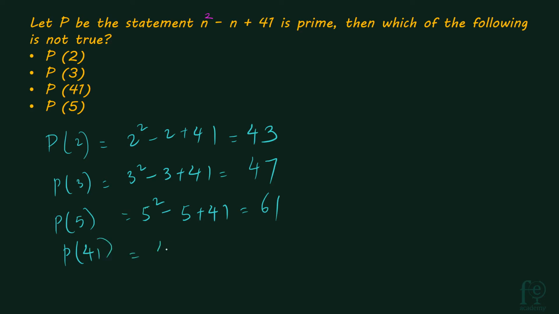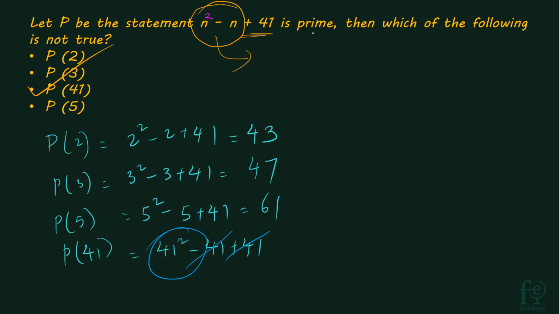And P of 41 is equal to 41 square minus 41 plus 41, which will be giving you 41 and 41 get cancelled, which is 41 square, and 41 square is not prime, so our answer will be P of 41. Or just by thinking, you can say n square minus n plus 41. If somehow this 41 is getting cancelled, you will be getting n square. N square is not prime, so here n should be 41. When n is 41, minus 41 and plus 41 will be getting cancelled, and therefore you will be getting only n square, which is obviously not prime, so P of 41 is our answer.